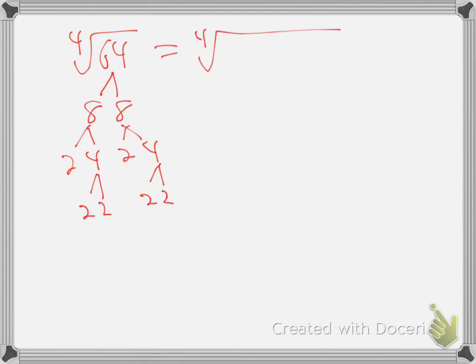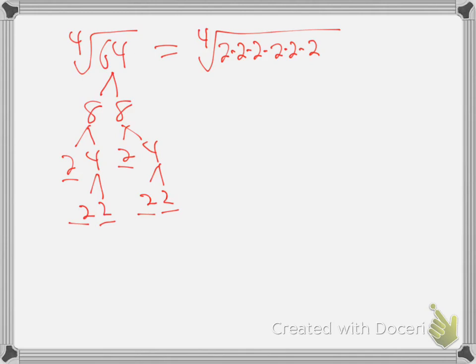We have the fourth root of 2, 2, 2, 2, 2, 2. Six twos, right? 1, 2, 3, 4, 5, 6. That's the guts of a 64. That's what's in a 64.